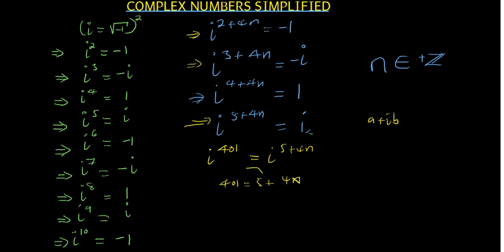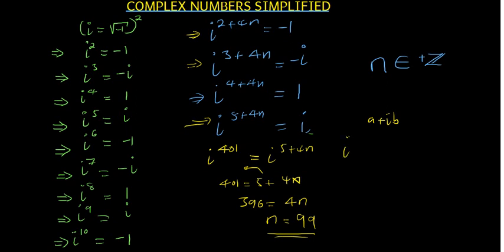Now if we take 5 this side, it is going to be a negative value. So it will be now 401 minus 5, and that is going to give us 396, and that is going to be equal to 4n. Well, to remain with n, we are going to divide 396 by 4, and that is giving us a value of 99. So this is an integer. 99 is an integer. If you want, you can test even these others.